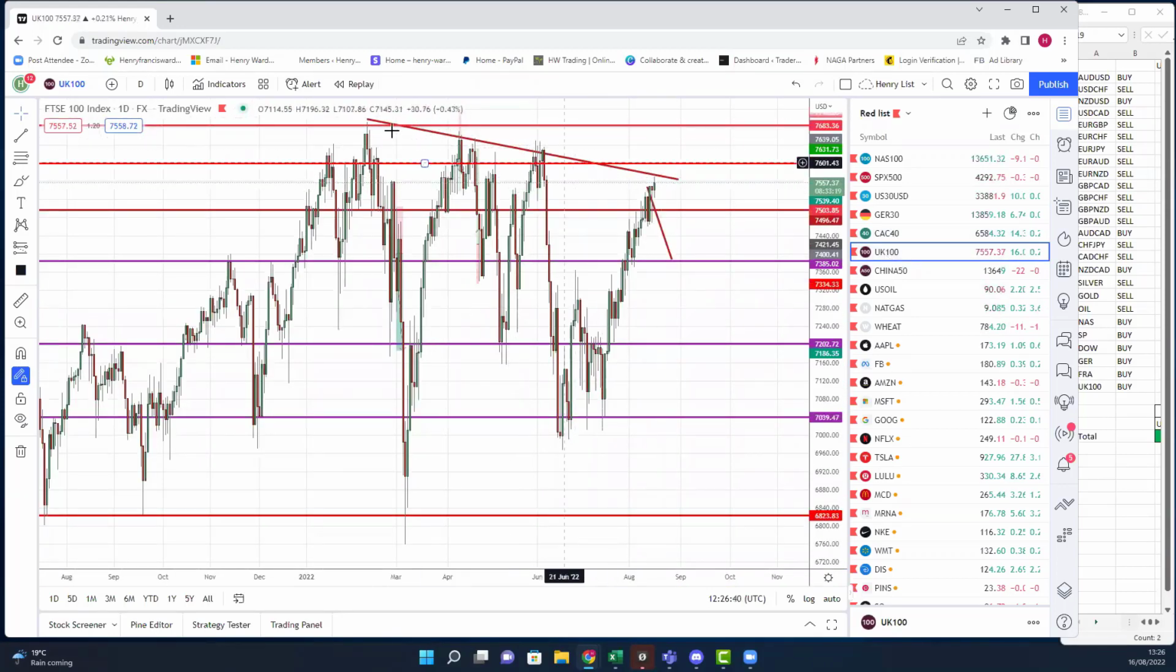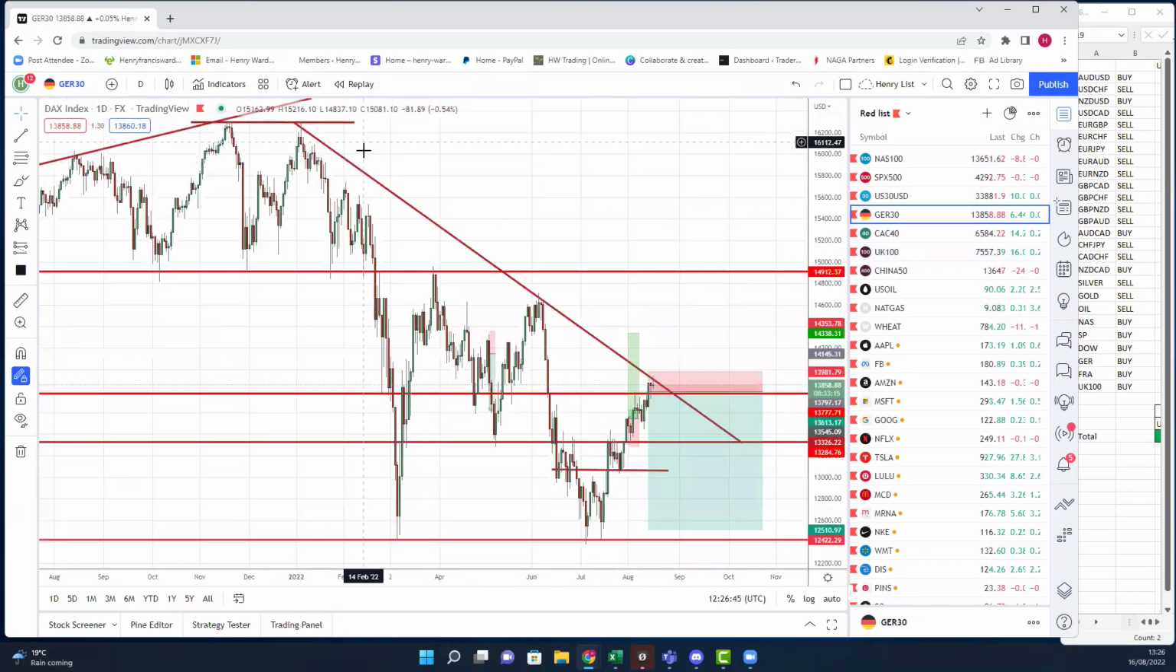The UK 100, for me, this is a no. If you were to take one of those, for me, the German DAX is probably a stronger level than the UK 100.